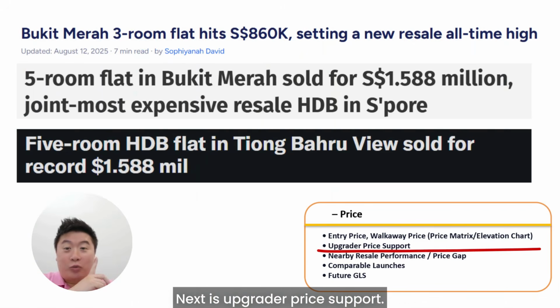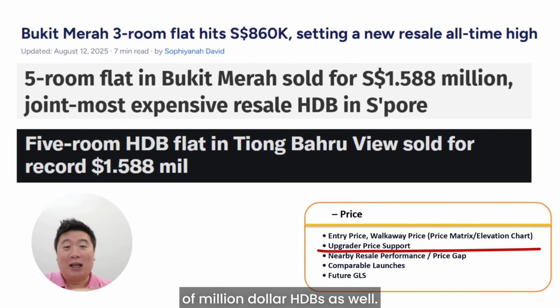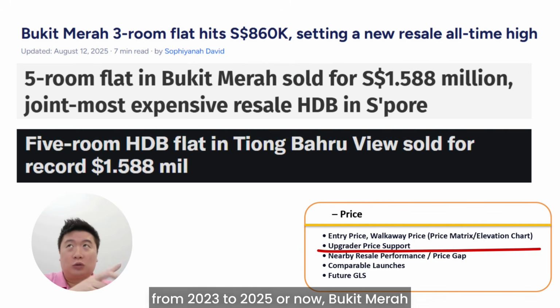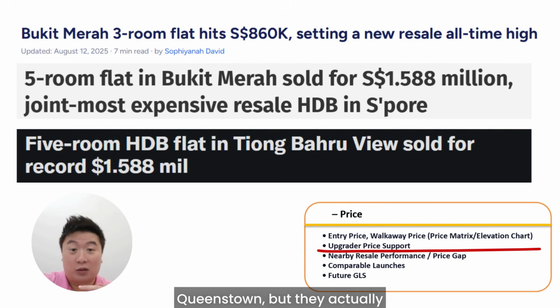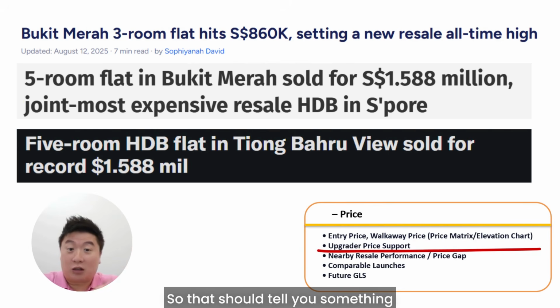So next is upgrader price support. So just like Queenstown, Havelock is technically in the Bukit Merah area, and it's full of $1 million HDB as well. In fact, Bukit Merah has from 2023 to 2025 or now, the highest number of $1 million HDB transactions. Like they didn't have the record in Singapore like Queenstown, but they actually have the highest number of $1 million transactions. So that should tell you something, right, in terms of your upgrader price support.